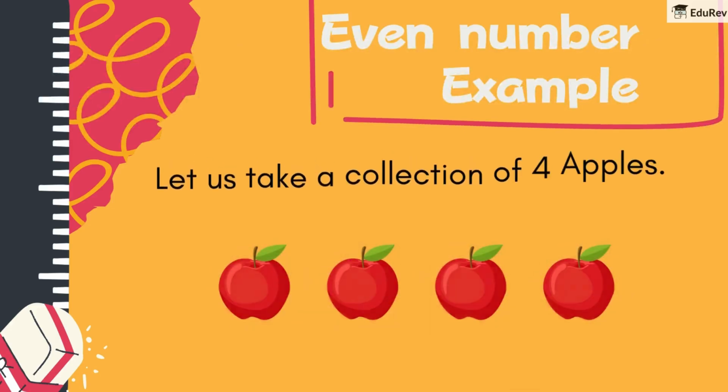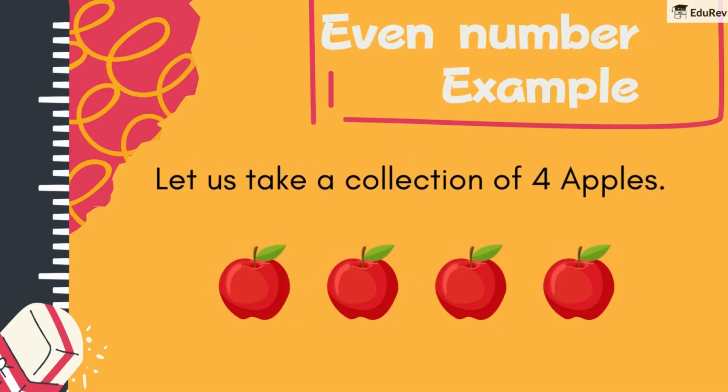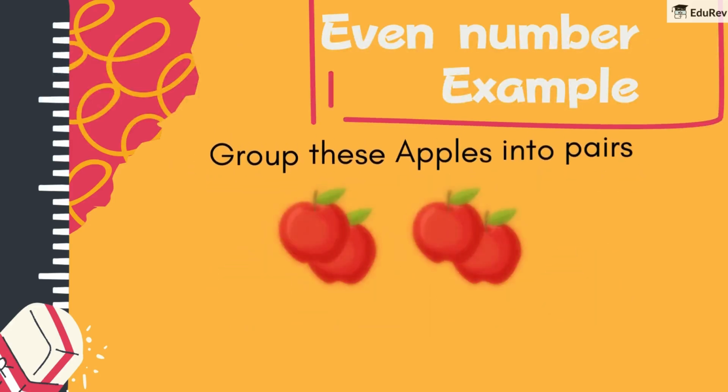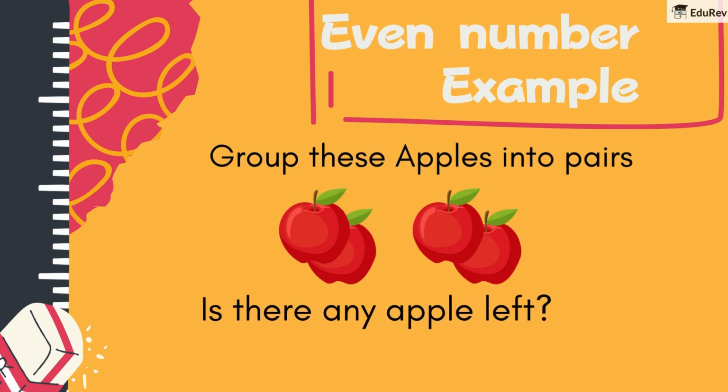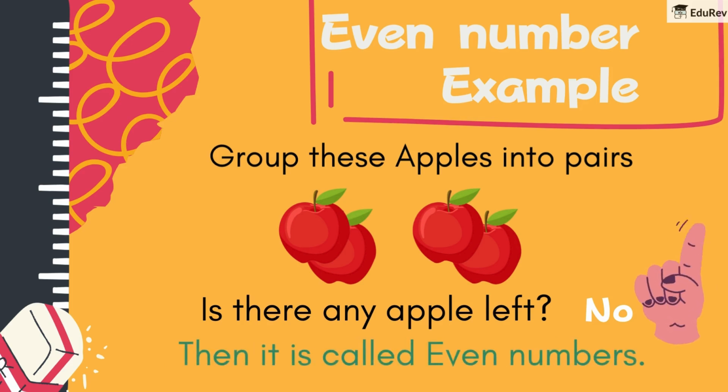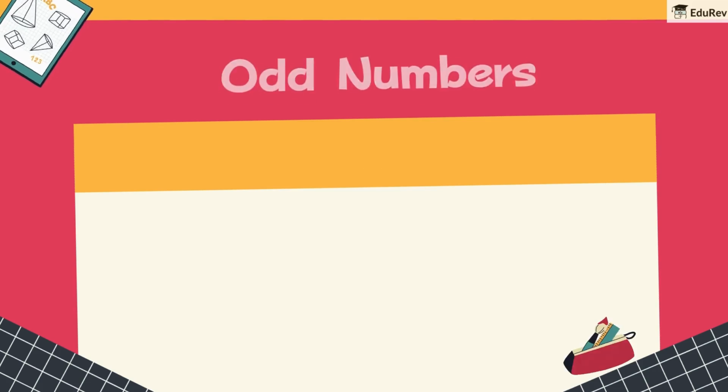For instance, let's take a collection of 4 apples. If we group these apples into pairs, is there any apples left? No. We find that there are no apples left. Hence, 4 is an even number. Now, let's look at odd numbers.